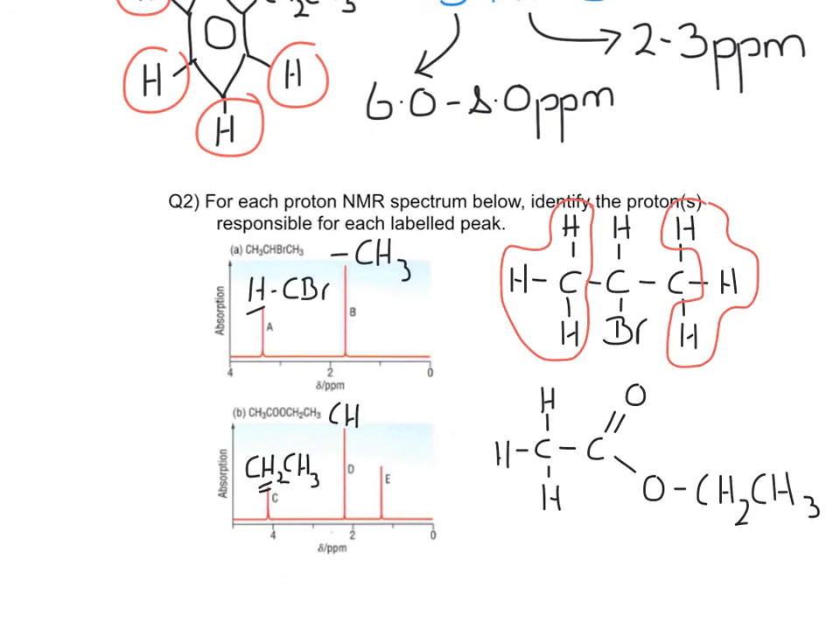So it's these 3 protons causing peak D that are attached to this C double bond O. Now that leaves the CH3s right at the end of the ethyl side chain. They're furthest away from the influence of these electronegative oxygens. So the final peak E is caused by these 3.